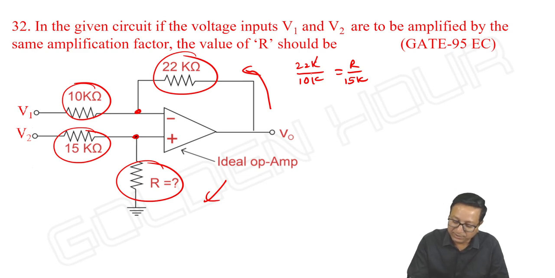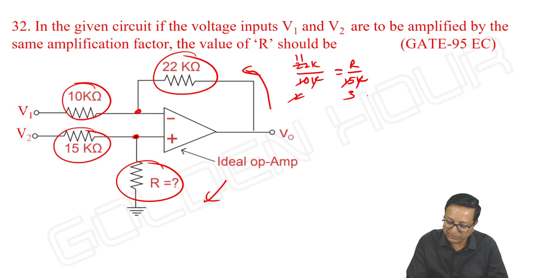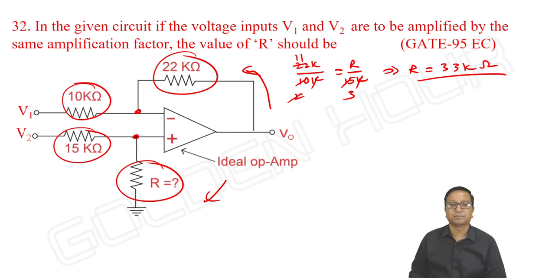So anyway, the kilo I am cancelling. No, sorry, here I cannot, both, sorry. So 5 3s are 11s. So R is equal to 33 kilo ohms. That's it. It's a very simple question.